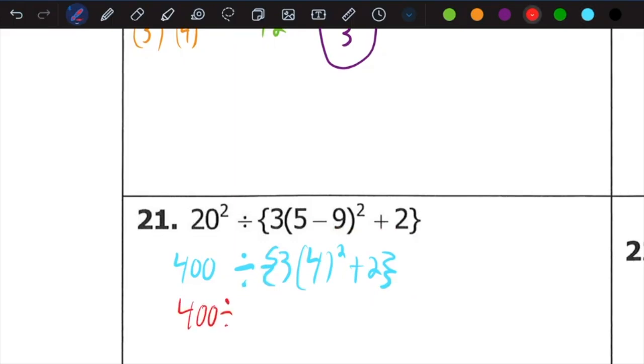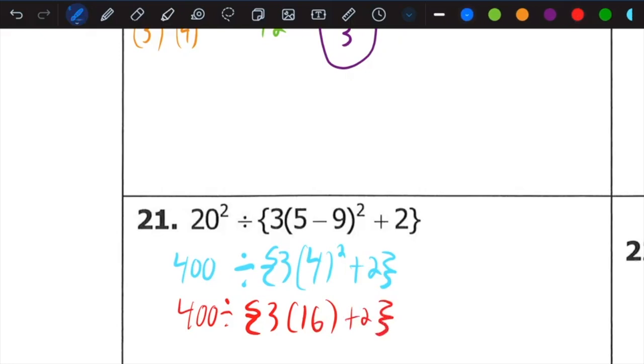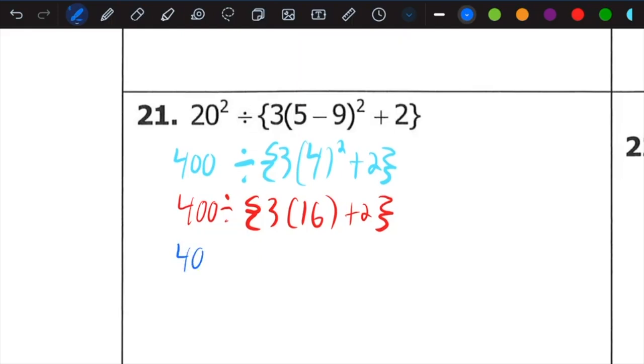So 400 divided by the next step, exponent would come before multiplication, and so we'd have the 3 times still there. And it'd be 3 times 16 plus 2. So multiplication would be next now as we do 3 times 16 and get 48. And we have 48 plus 2. And 48 plus 2 would be 50. So we have 400 divided by 50. Now that I've done everything inside of that grouping symbol, the brace, I can finally divide this too.